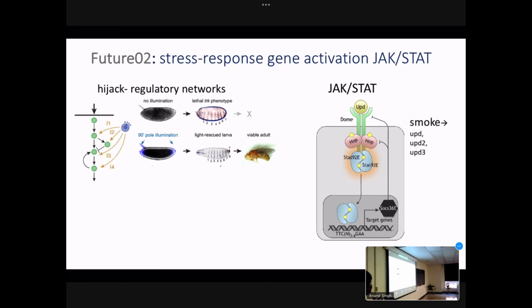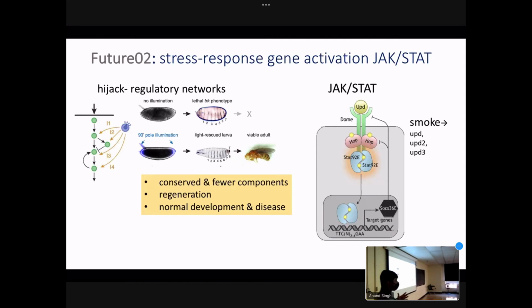Here in this case, in Drosophila, it could be a smoke event for larvae. And that actually triggers the immune reaction in those larvae or pupa. And one of the good plus sides about these pathways is that they are highly conserved across many organisms, and they are important in regeneration. Also, they are important in normal development as well as disease and cancer.